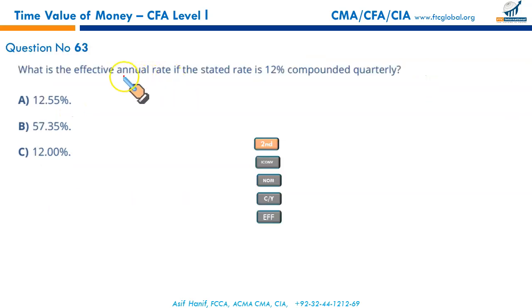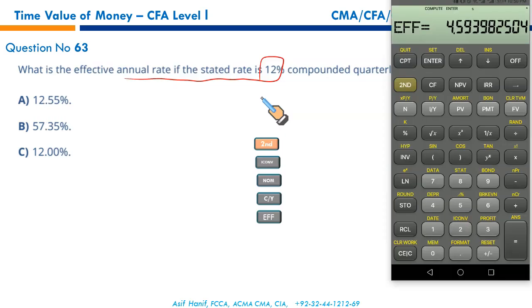What is the effective annual rate if the stated rate is 12% compounded quarterly? I'm sure you know what to do. Punch in the numbers. Let's do this one for you. 12% is the nominal rate. Compounding is done quarterly. That is 4 times in 1 year. Effective rate would be 12.55.